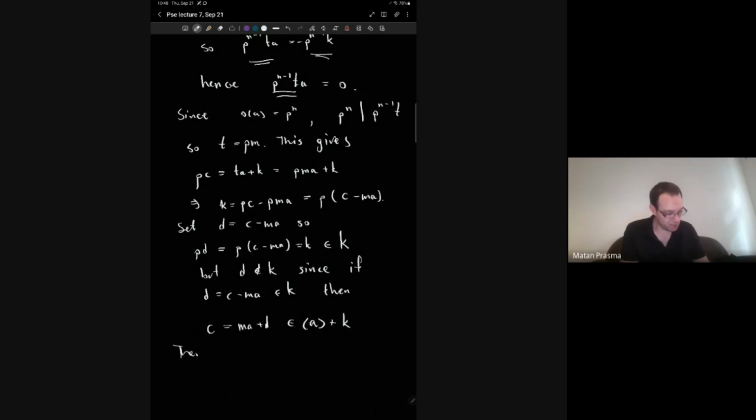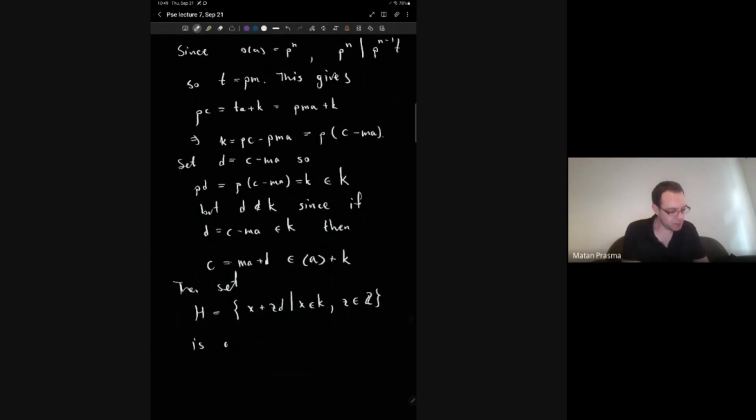Now, the set H, which is all the sums of the form X plus ZD, where X is in K and Z is an integer, is a subgroup of G with K contained in H, right? I mean, of course, I can take here Z to be equal to 0, so I get all of the elements in K.